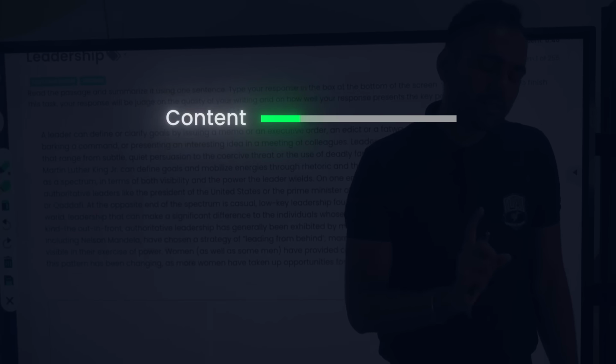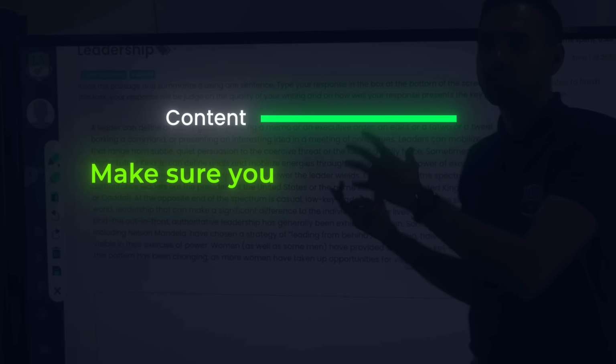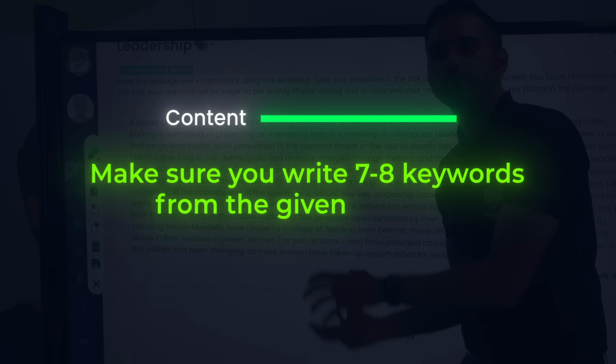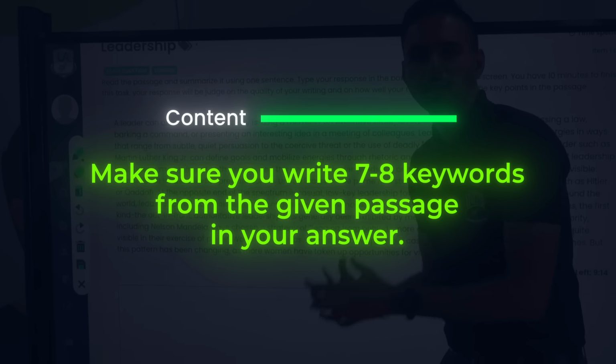To get full points in your content part, you need to make sure you write 7 to 8 keywords from the given passage in your answer. What are keywords? Keywords are important words such as proper nouns, topic words, words related to the topic, words repeated again and again, and any word which is important in terms of its meaning and relevance to the passage. If you have 7 to 8 keywords from the passage in your answer, 100% you will be fine.